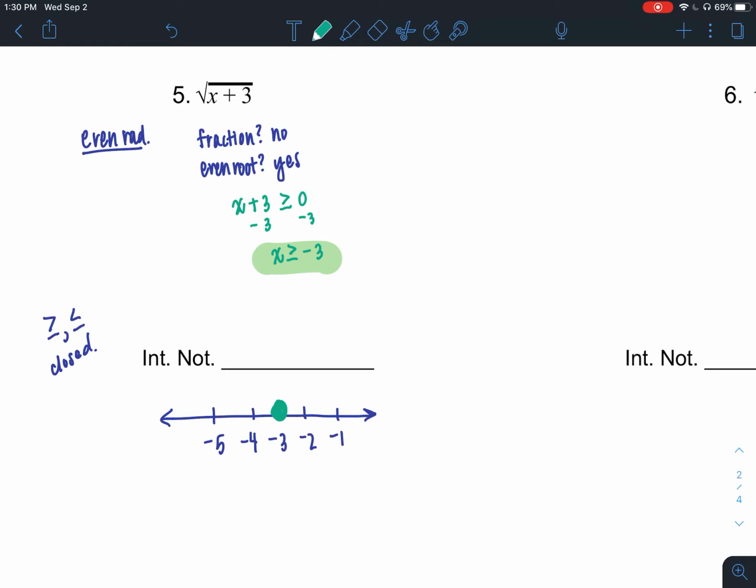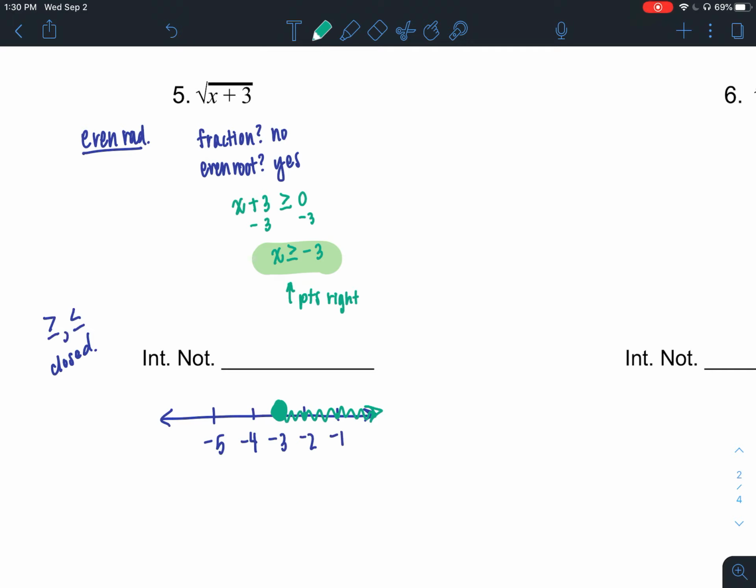And I like to think about it. Is negative 2 greater than negative 3? Yes. Is negative 1 greater than negative 3? Yes. And everything in between those is also. So it's going to be everything to the right of negative 3. You'll also notice that this points right. Just a hint there. That hint only helps when x is on the left, by the way. And then negative 4 is not greater than negative 3, so it's not in the interval.